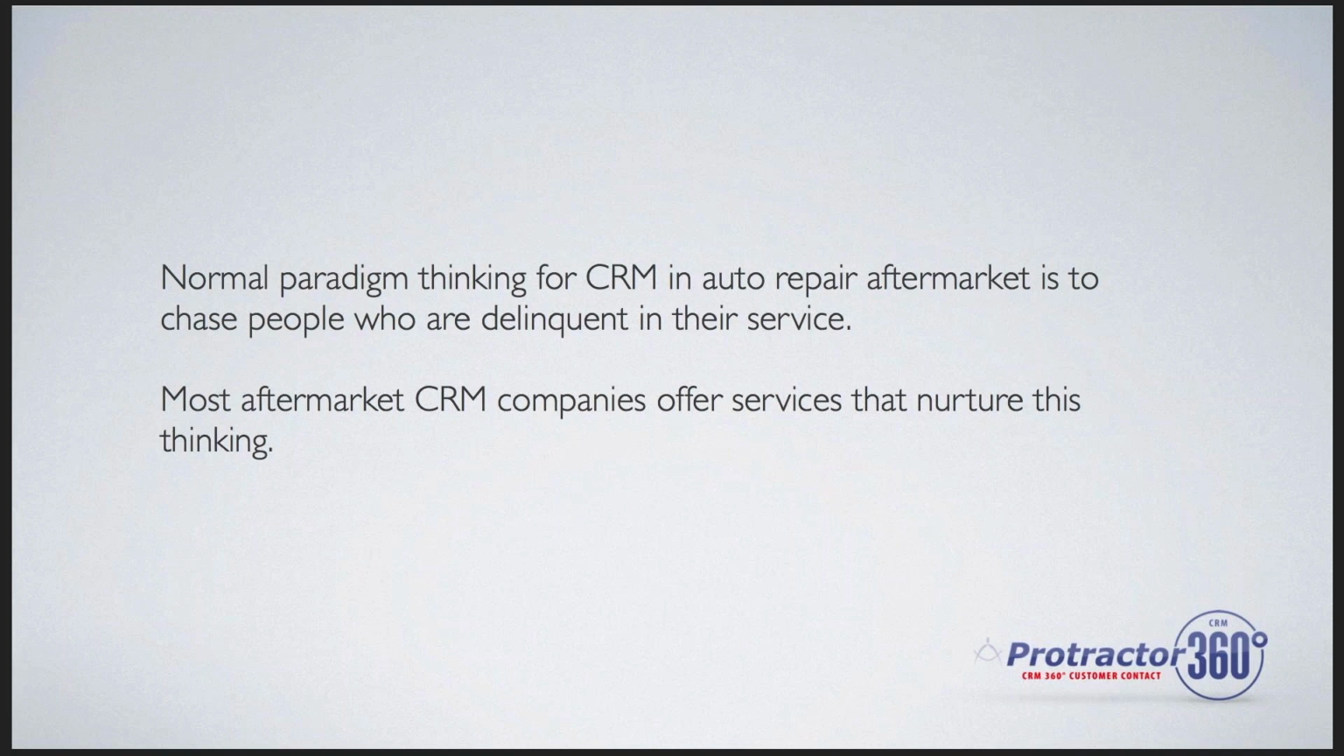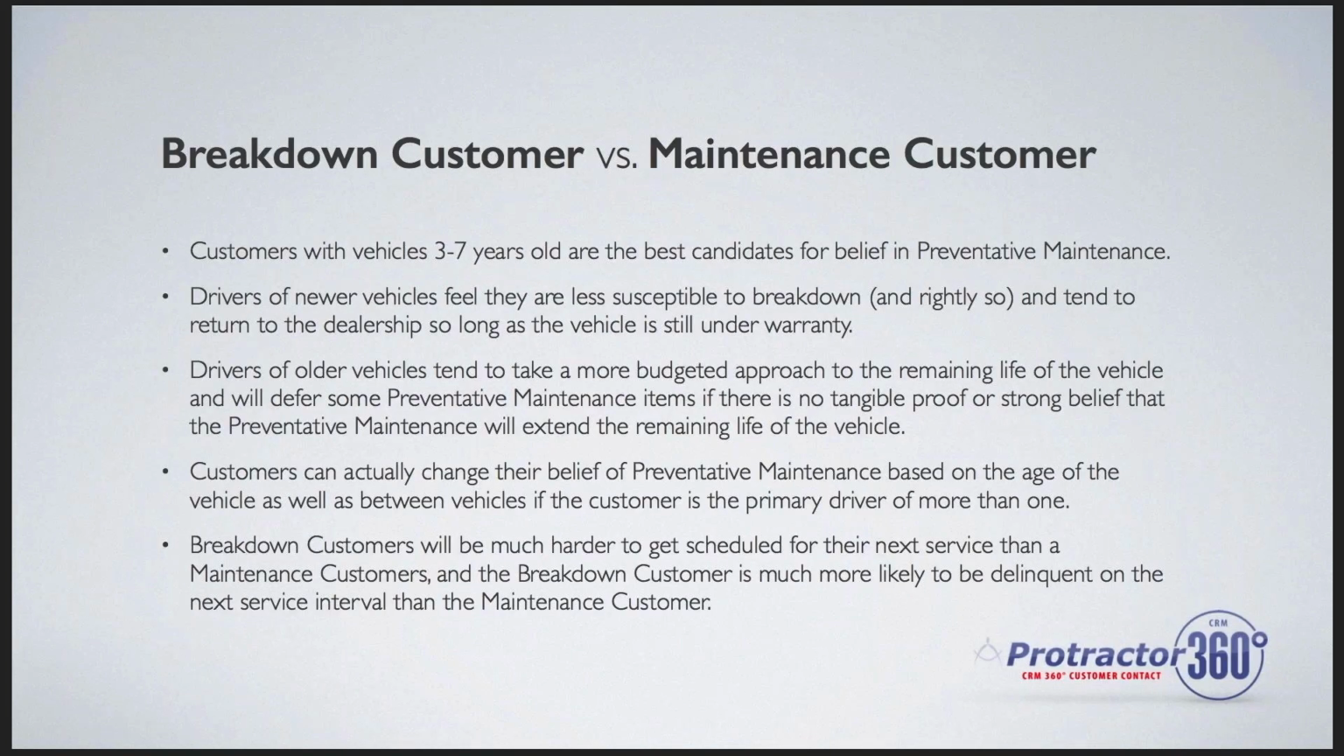So let me back up and give you a bit of a preface between a breakdown customer versus a maintenance customer and how it ties in here. Customers with vehicles that are 3 to 7 years old are the best candidates for belief in preventative maintenance. Drivers of newer vehicles feel they are less susceptible to breakdown, and rightly so, and tend to return to the dealership so long as the vehicle is still under warranty.